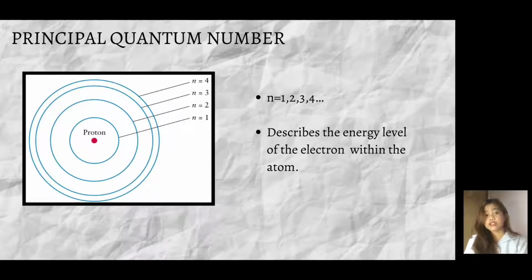Now try to recall your lesson in 9th grade where you discussed Bohr's model of an atom. This model shows different shells, right, which an electron can occupy. And if you can remember, these are also the energy levels of the electrons. The first shell, or the innermost shell, is the first energy level, which in quantum numbers is n equals 1. The second shell is n equals 2. The third shell is n equals 3, the fourth n equals 4, and so on. So basically, the principal quantum number, or n, describes the energy level of the electron inside the atom.